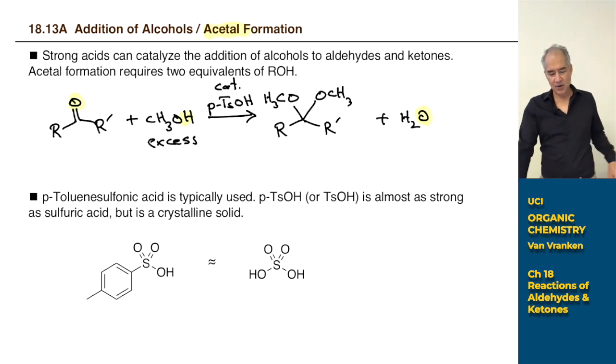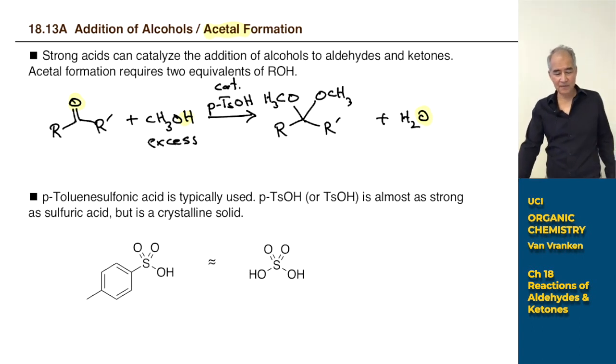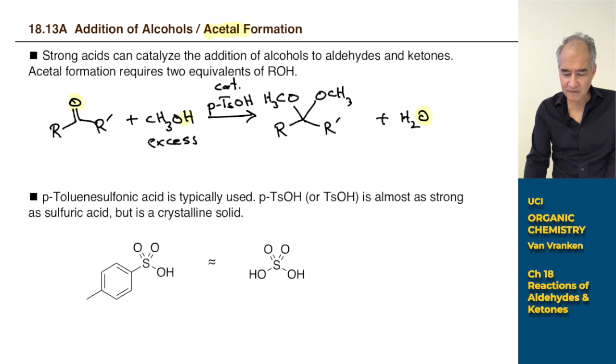All right, so we need toluene sulfonic acid. Why do we use toluene sulfonic acid? Because the conjugate base, toluene sulfonate anion, is not nucleophilic. Iodide is nucleophilic. Bromide is nucleophilic. Chloride is nucleophilic. But toluene sulfonate anion is not going to attack anything. We don't have to worry about that. So why do we use this? We use this because it's a convenient analog of sulfuric acid.